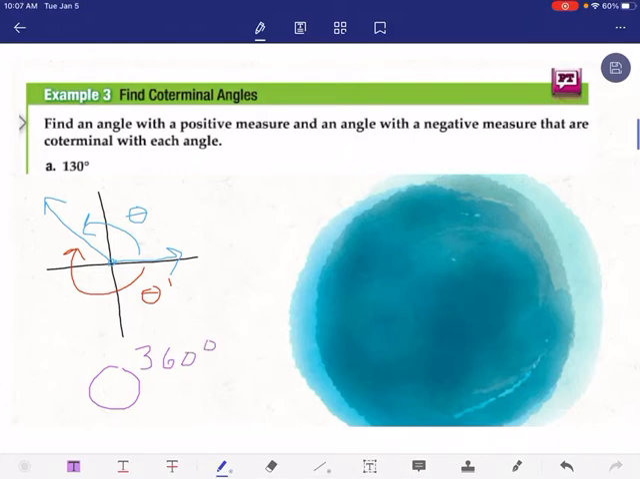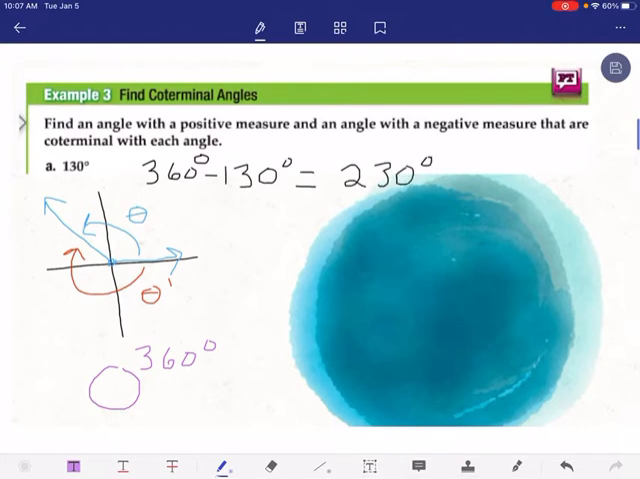So if I have a portion, the light blue portion is theta, and we know that theta is 130, and we want to know what that missing portion is. We could take 130 degrees and subtract that from 360. And so we would get 230 degrees.